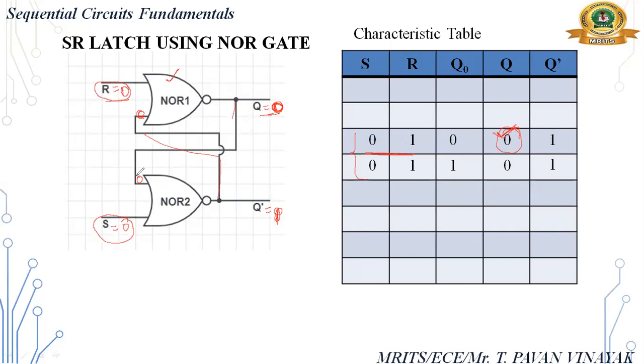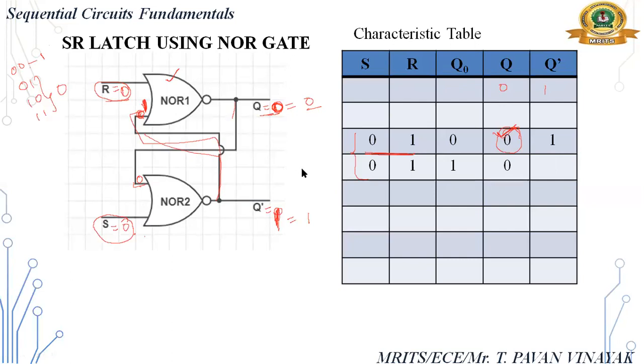So this 0 will come to here. This one will come to here. Right. So 0, 1 means what? 0, 1 means 0, because of the NOR gate truth table. Whenever any input is 1, output is 0. When both inputs are 0, output is 1. So here both inputs are 0, so output is 1. So again we get 0, 1 here.